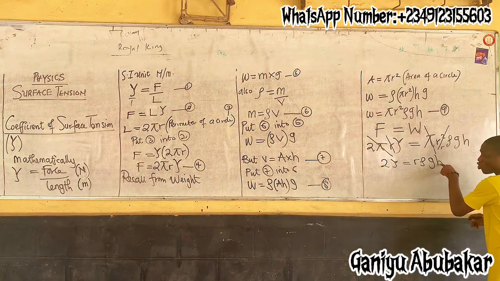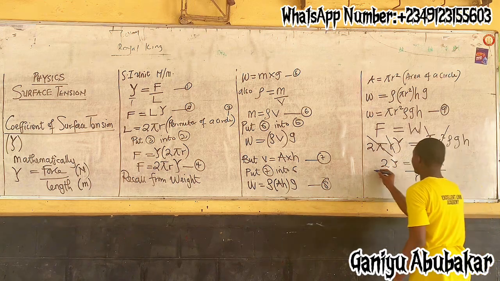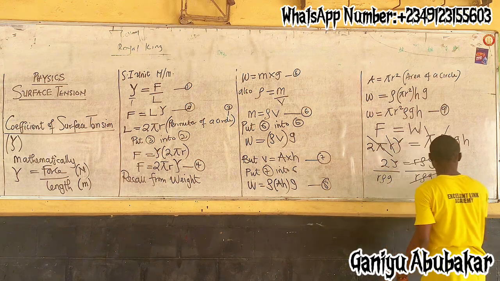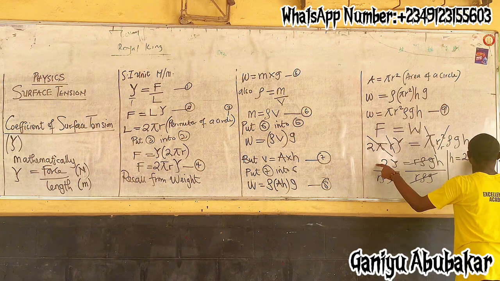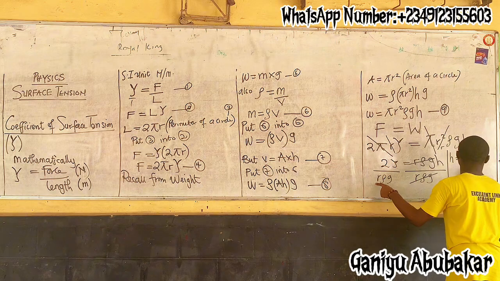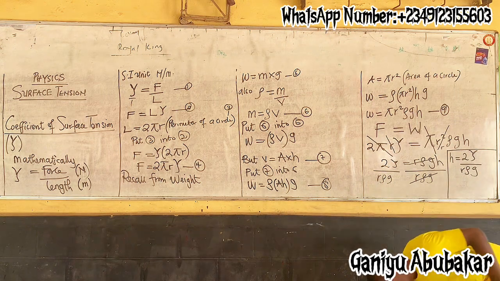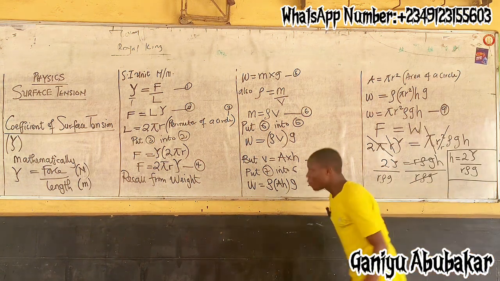I want to make h the subject. What do I do there? Divide by r rho g. This cancels this. Hence, I'll be having that h is 2 gamma over r rho g. This is the formula I am looking for. This h is called the height of fluid in a test tube. So this is the formula I'm looking for.